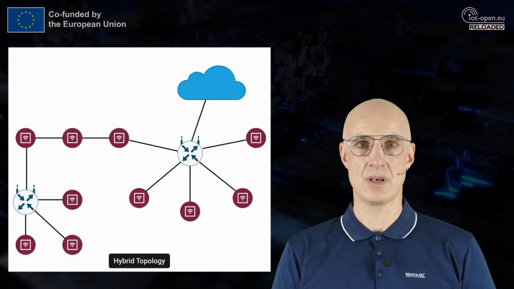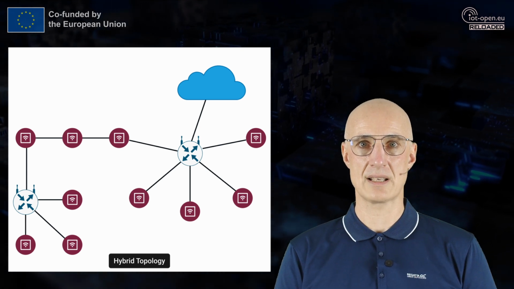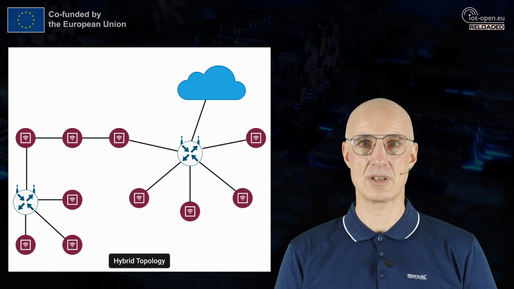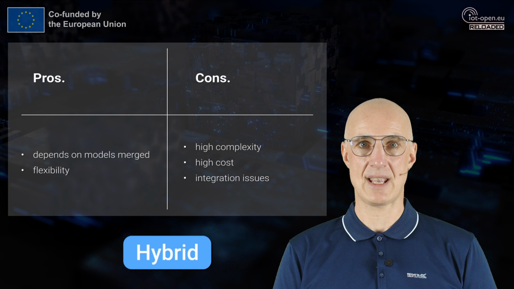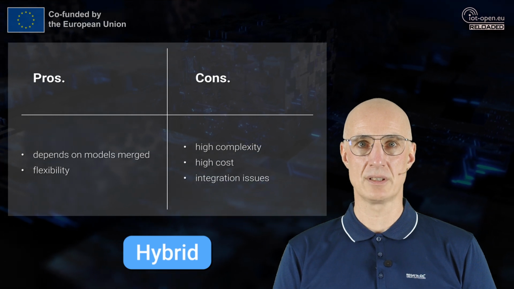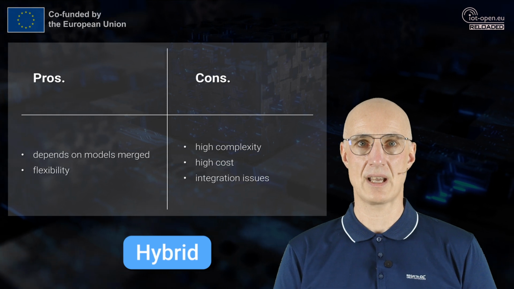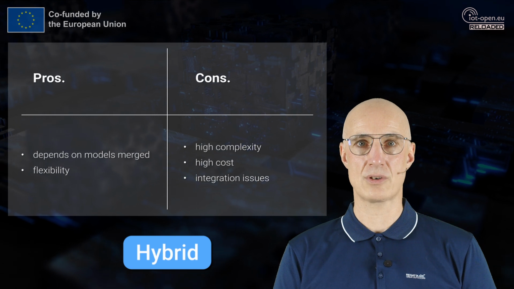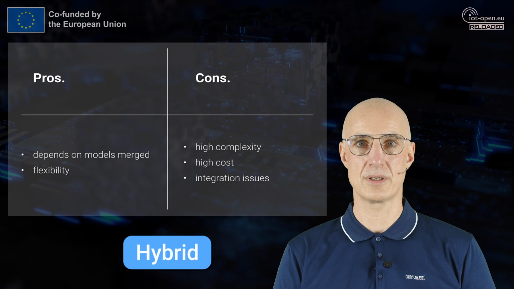Hybrid topology merges multiple models as mentioned earlier into one. A customized hybrid network topology model can be tailored especially for particular applications and related requirements. The advantages depend on the exact model merged, but most of all, it brings excellent flexibility. Disadvantages include high complexity, cost, integration issues, and the need to craft a dedicated solution including design, hardware, software, and procedures.